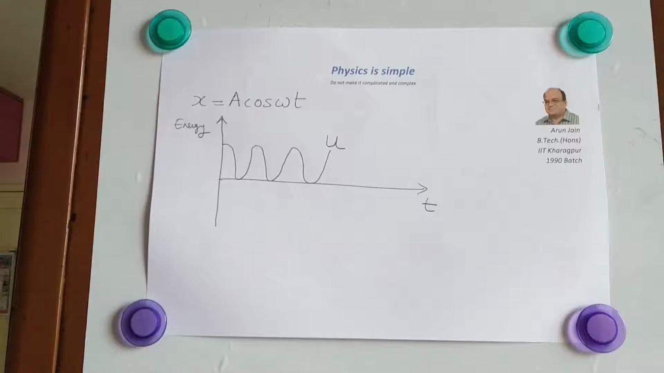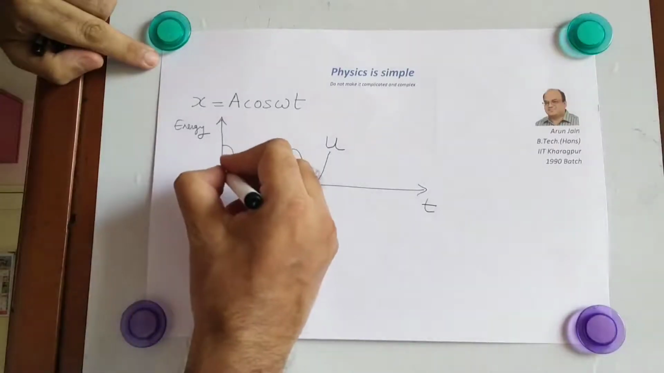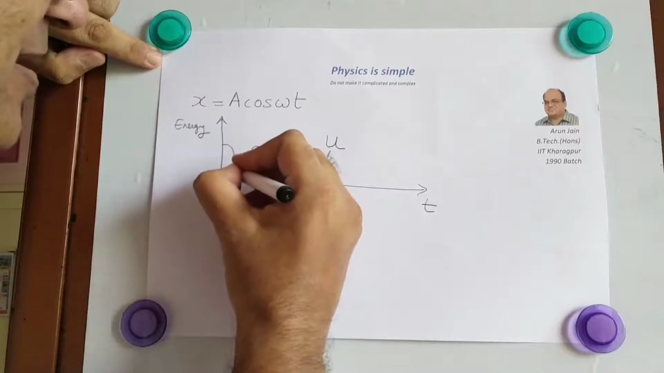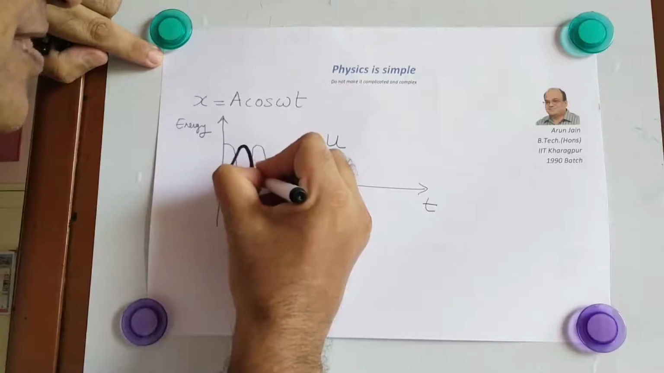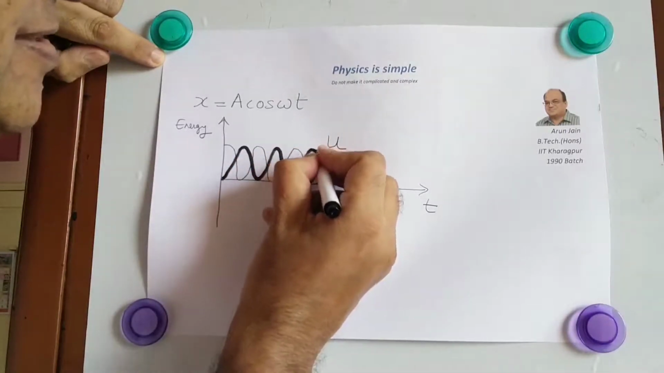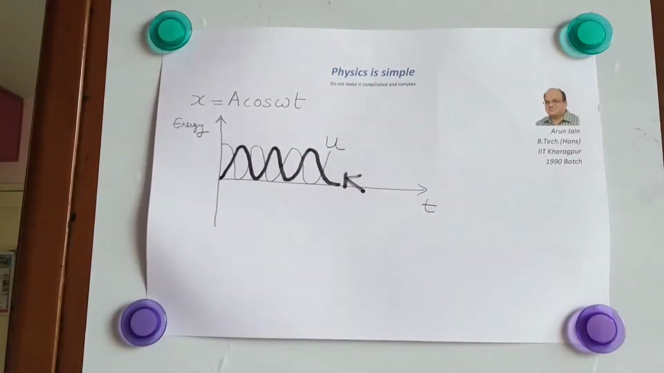The kinetic energy at the extreme position is 0. So therefore, the kinetic energy graph will start with 0, and then it will go like that. So this is the kinetic energy graph. This is the situation if we take x equal to a cos omega t.